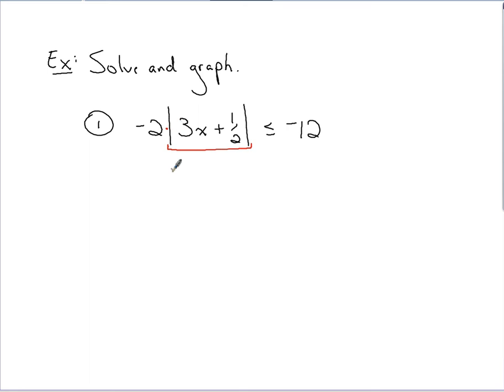Since I'm dividing that over, that isolates the absolute value. Understand I am dividing by a negative number, so since this is an inequality, I have to flip the symbol. It's now greater than or equal to. Dividing the -2 over the -12, we get +6. Okay, now the absolute value is isolated.